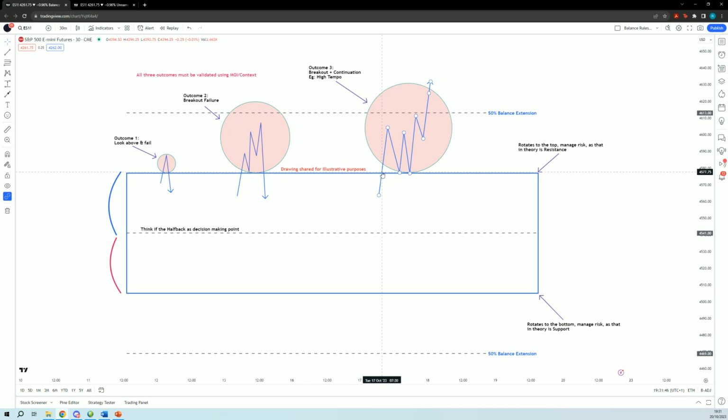The third is breakout and go. These are often high tempo moves which, based on strength, may backtest, or you may also witness one-time framing up on an intraday basis.